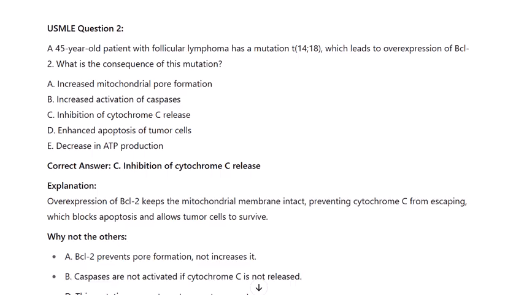C. Inhibition of cytochrome C release. D. Enhanced apoptosis of tumor cells. E. Decrease in ATP production. Correct answer, C. Inhibition of cytochrome C release.